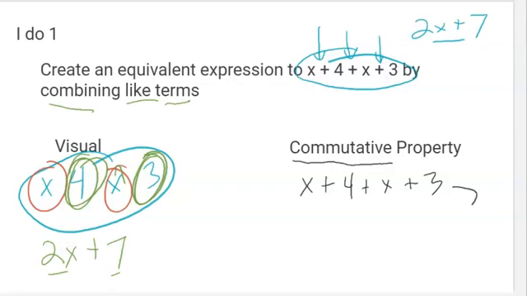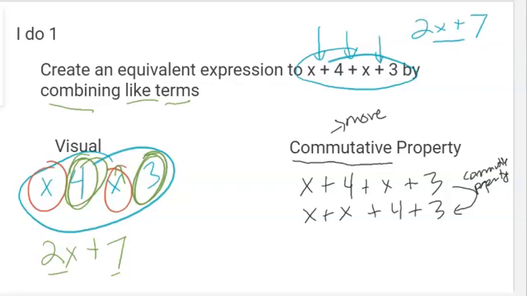So what I'm going to do is reorder this by putting the x's together and putting the numbers together in my order. That's called using the commutative property. All the commutative property means is a fancy way of saying I'm rearranging them since they're all being added. Commute means like move. You hear your parents or somebody talk about commuting to work. It's like driving to work. So commutative means move.